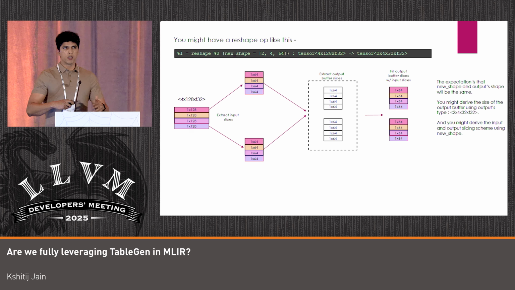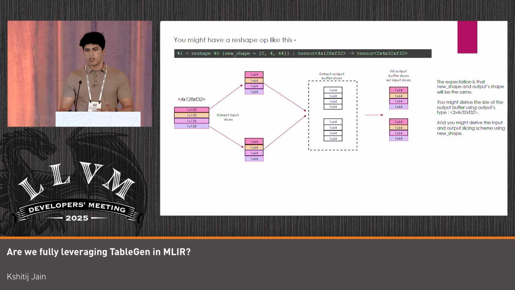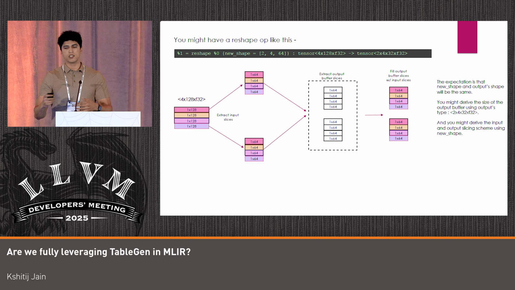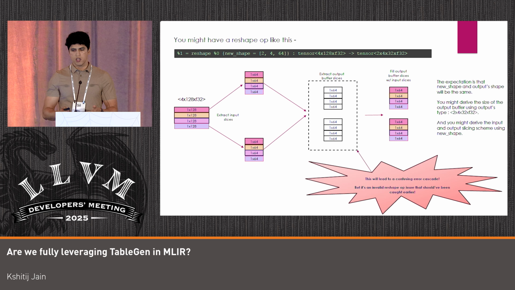So our compiler might be lowering this reshape as a copy. So we have this 4 by 128 tensor, we divide it into 2 along the column dimension, and then we store each slice into a 4 by 64 chunk in the output buffer, because that's what the new shape attribute tells us. But we may have allocated the output buffer based on the output type. Now, because of that, at some point we'll end up performing an out-of-bounds buffer access, and we'll get a confusing error cascade related to extract slice ops.